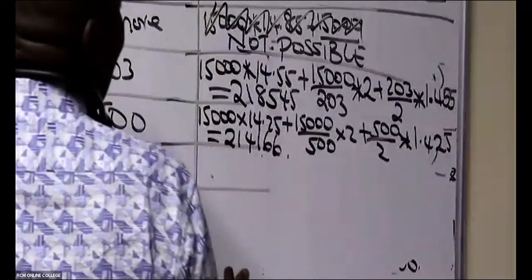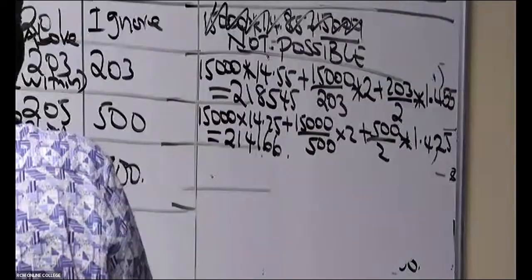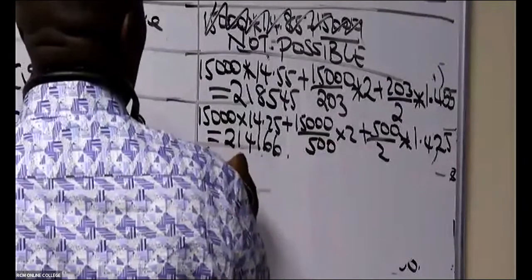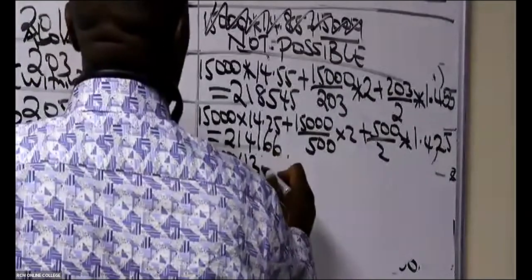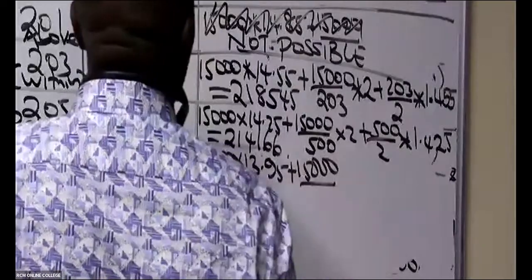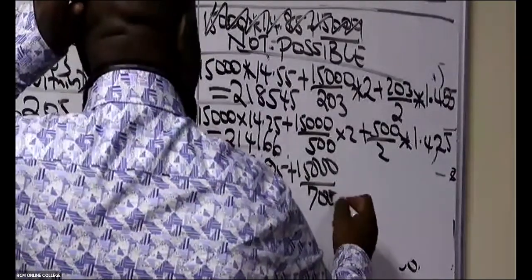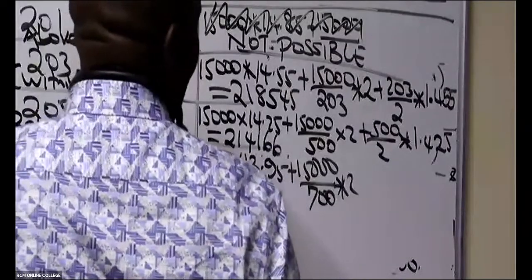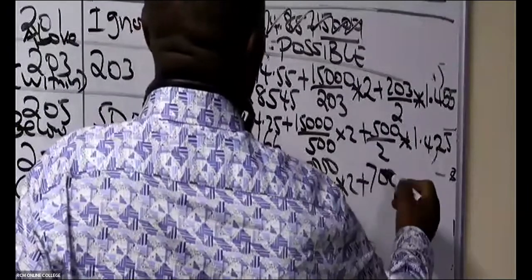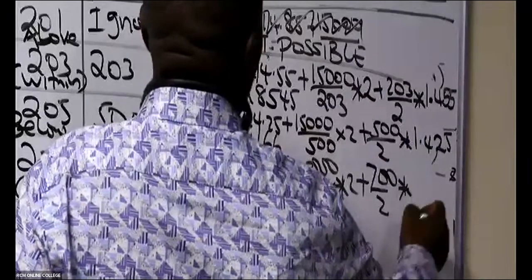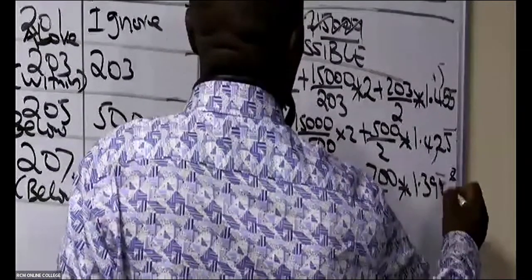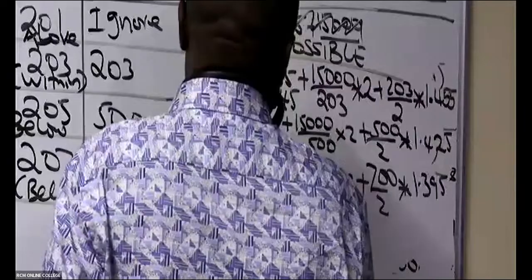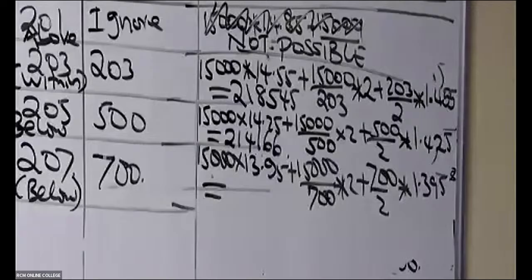214,166. Then go and do the same for the 700 real EOQ. So it will be 15,000 times 13.95 plus 15,000 divided by the EOQ, 700, times 2 is constant. Ladies and gentlemen, the 700 over 2 times, in this case here, 1.395. Which will end up giving us what figure, the last one? Just a whole number. According to Lillian, we have here 209,781.